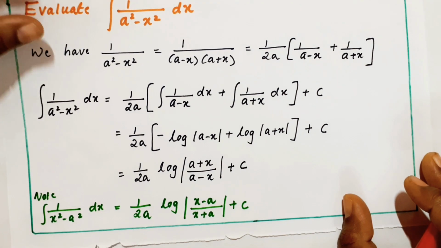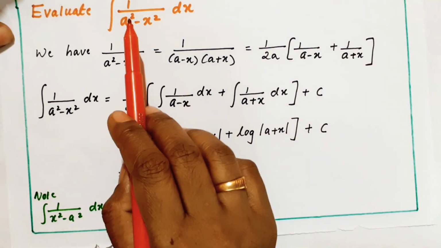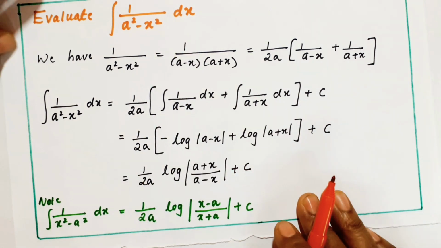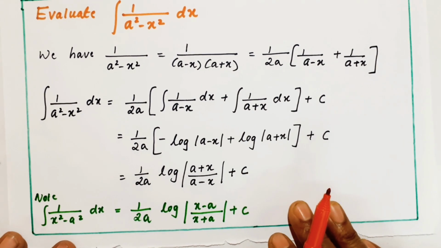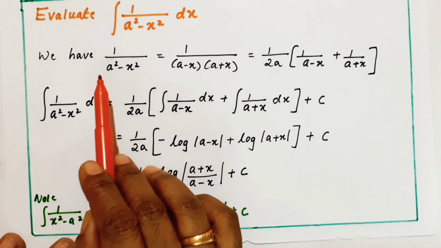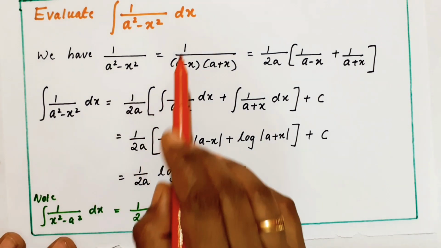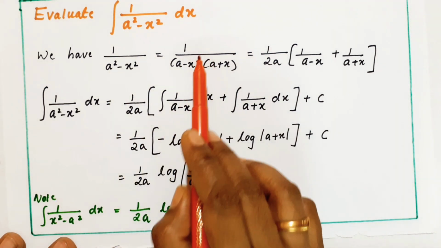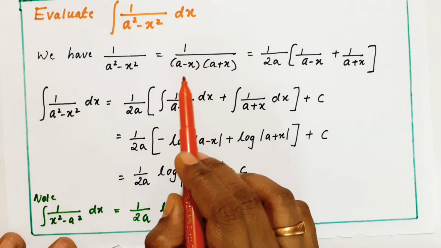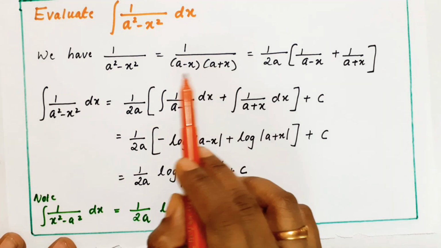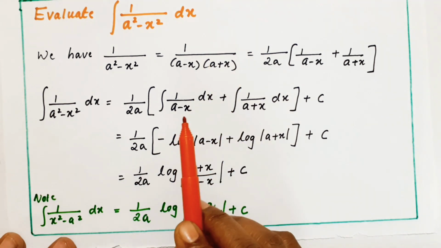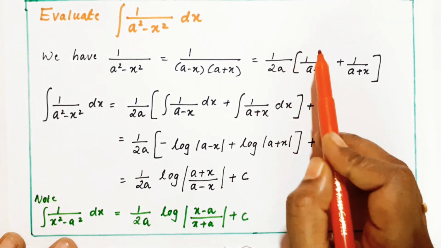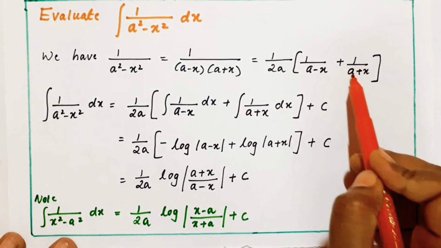One more result I want to tell: integral of 1 by (a² − x²) dx. How can we do this? We can do it in a shortcut form. 1 by (a² − x²) is in the form of a² − b², so we can write it as 1 by (a − b)(a + b), that is 1 by (a − x)(a + x). The same thing I can even write in this form: 1 by 2a into (1 by (a − x) + 1 by (a + x)).